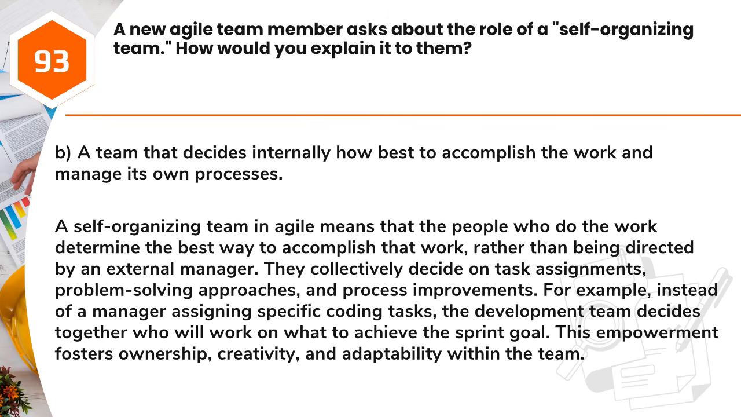Answer: B. A team that decides internally how best to accomplish the work and manage its own processes. A self-organizing team in Agile means that the people who do the work determine the best way to accomplish that work, rather than being directed by an external manager. They collectively decide on task assignments, problem-solving approaches, and process improvements.